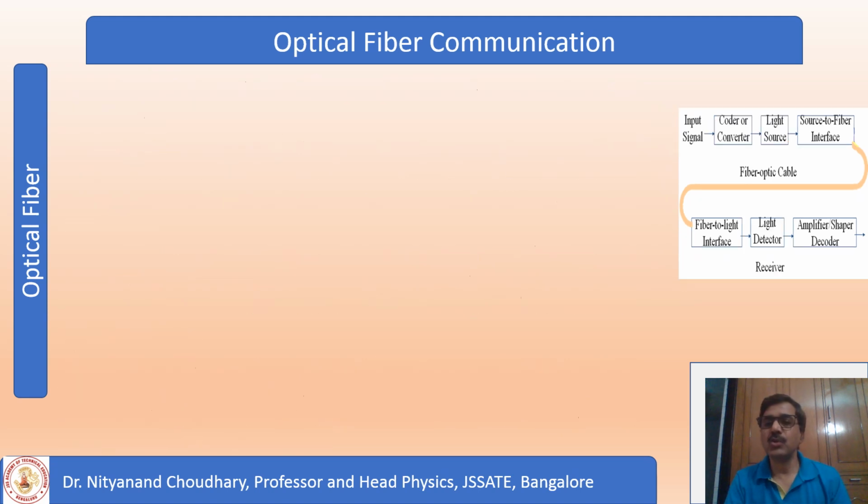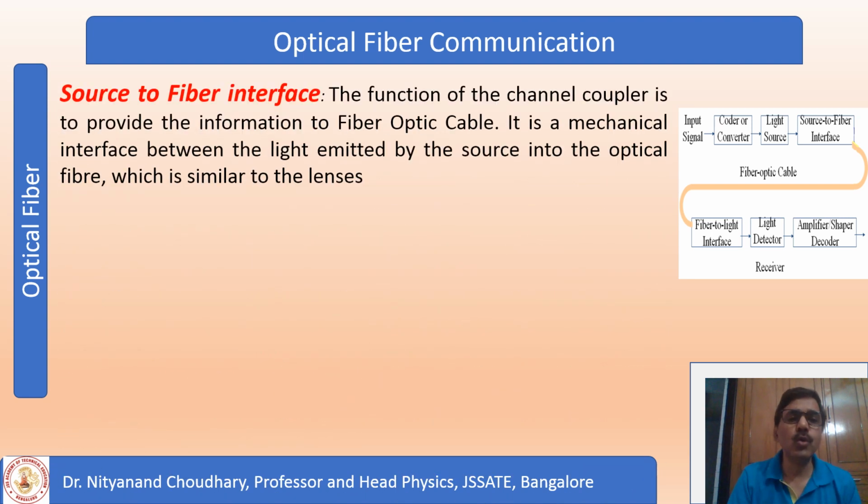Now let us go to the next. After the light source, the next part is the source to fiber interface. Once the electrical signal has been fed on the light wave, the light wave will carry your electrical signal. So between this light wave and the optical fiber, we require a coupler, which is going to be fitted in such a way that it carries your light wave inside the fiber. This is called the fiber junction. The source to fiber interface is going to be attached with the coupler.